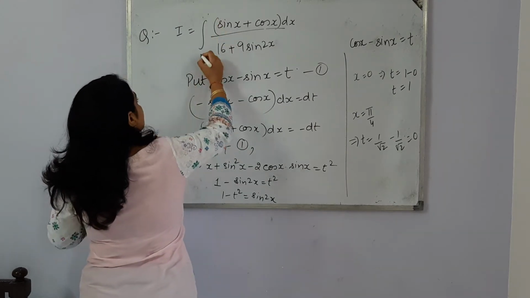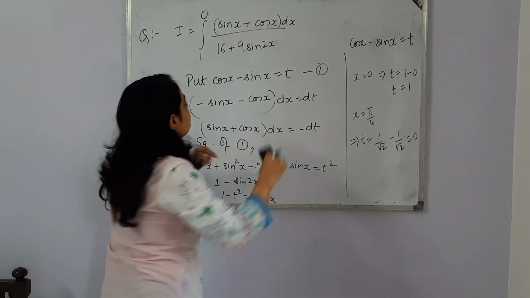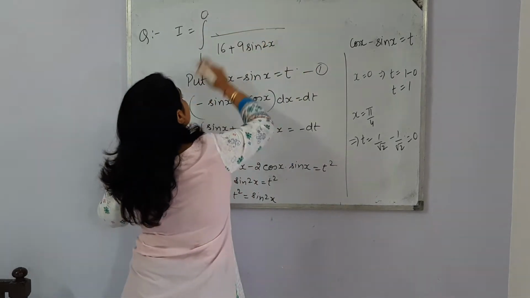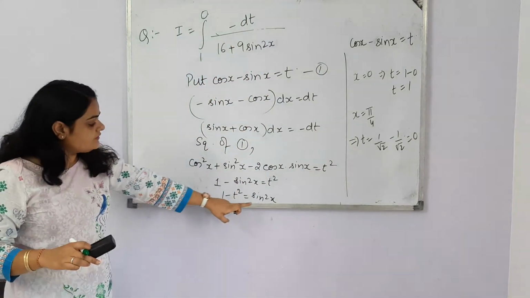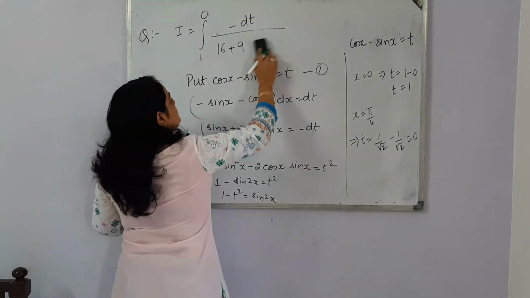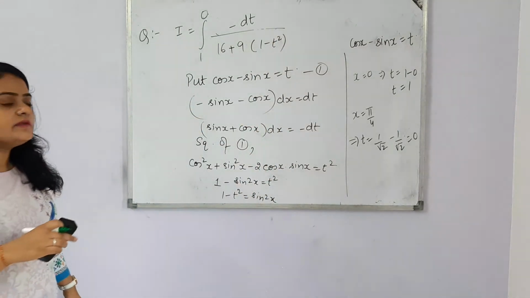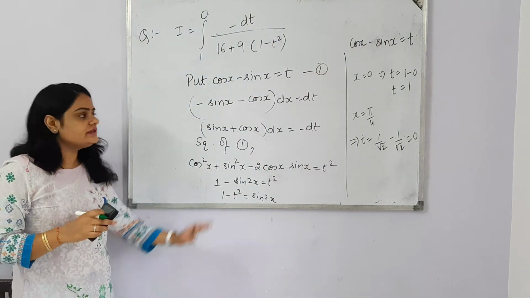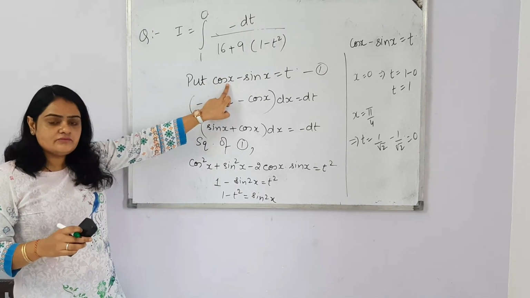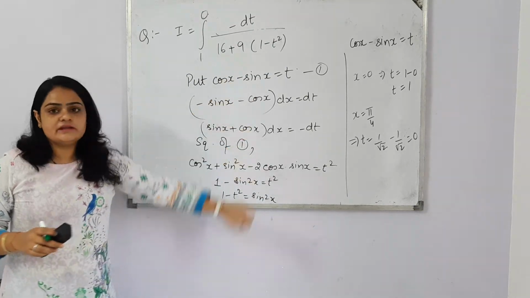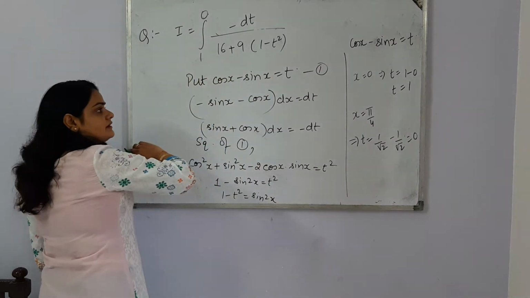Now the limits are 1 to 0, and here in place of sin x plus cos x dx, we are having minus dt, and 16 plus 9 sin 2x. In place of sin 2x we need to substitute 1 minus t square. Hope the substitution is clear. We are just watching the derivative. According to derivative we fetch the function which we wanted to substitute. So cos x minus sin x is equals to t, and after doing all these steps we are getting this step.